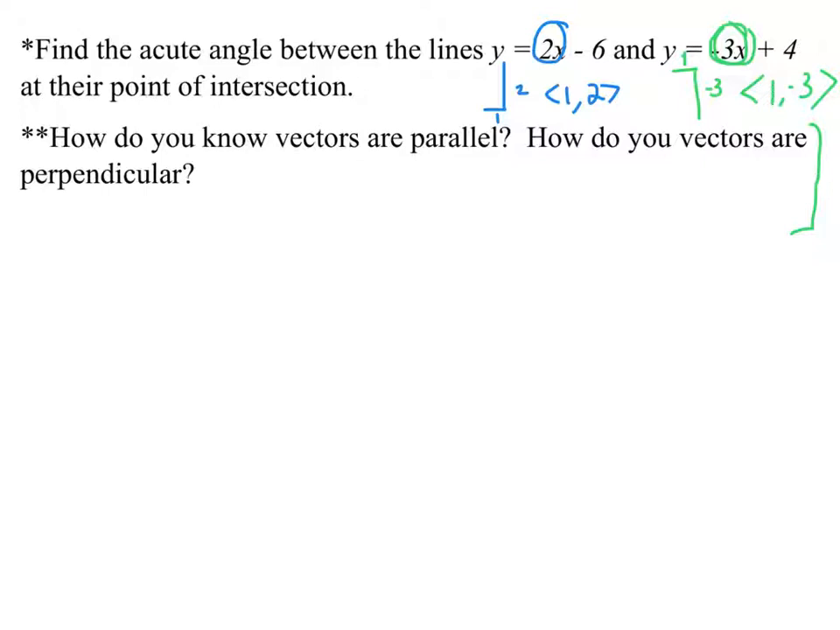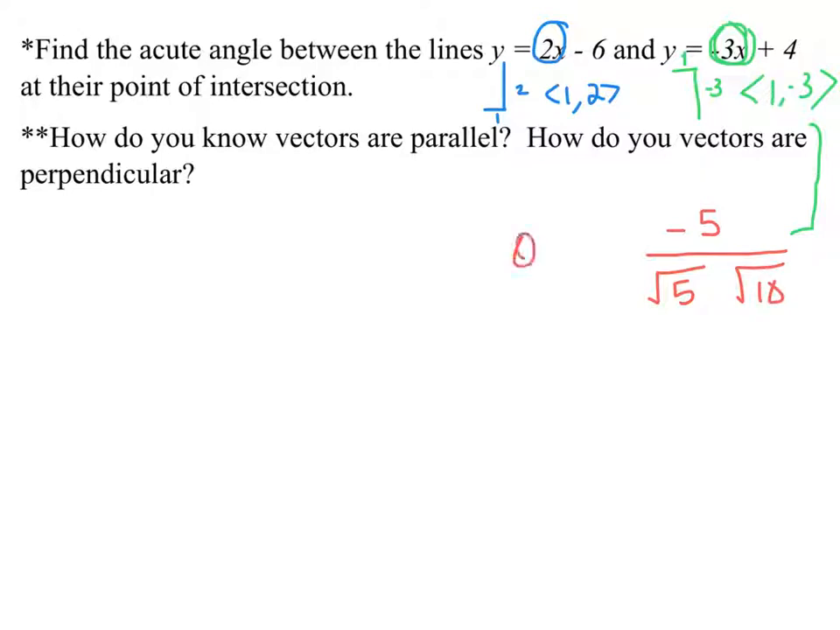So, 1 times 1 is 1. 2 times negative 3 is negative 6. So that is my dot product. Let me start with that. Over, now let's get the magnitudes. So 1 squared plus 2 squared. So the magnitude of this vector is square root of 5. 1 squared plus negative 3 squared. So the magnitude of this vector is square root of 10. So let me write those two down. I have the square root of 5 and the square root of 10.